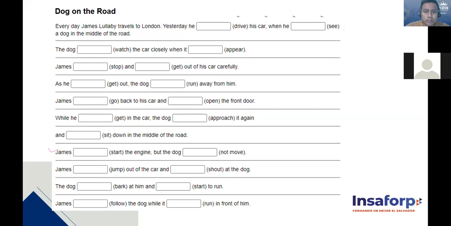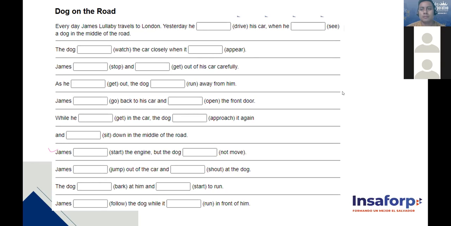One more volunteer for the next one. Any other? Okay. The dog was barking at him and started to run. All right, so the dog was barking at him and decided to run. Very good. And the last one, who wants to help me out with the last one here? Me, teacher.